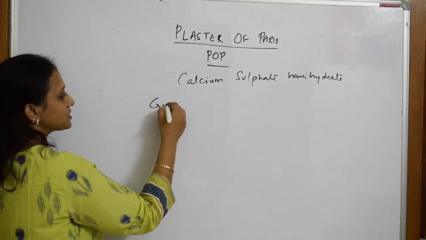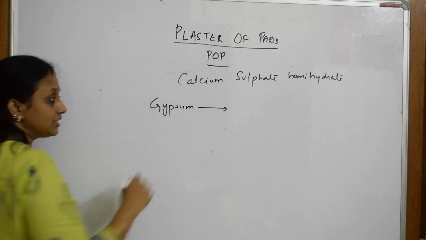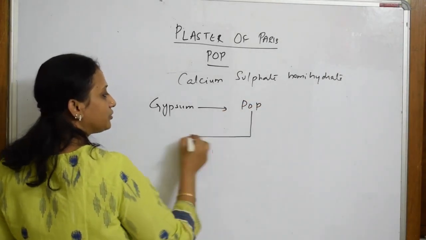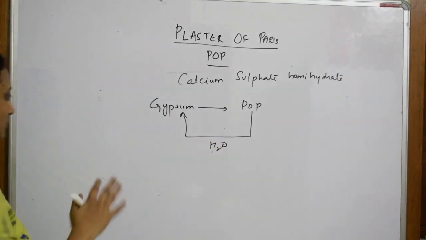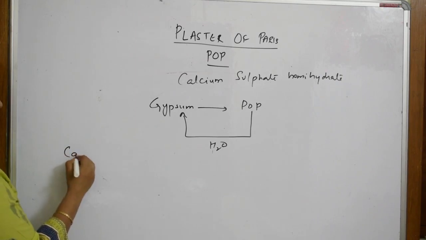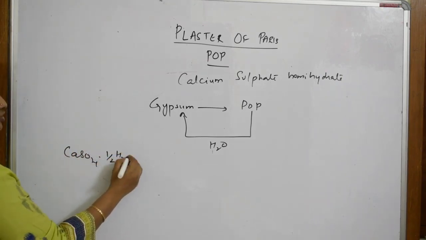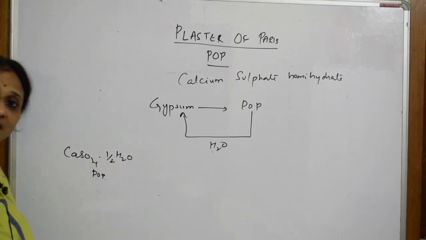If I take gypsum and heat this, correct, it's going to form POP. To the same POP, if you add water, it will form gypsum. Simple. Okay. So let us write the reaction. Now calcium sulfate hemihydrate, CaSO4 with half H2O is POP. Right, so because it is half H2O, it is called hemihydrate.